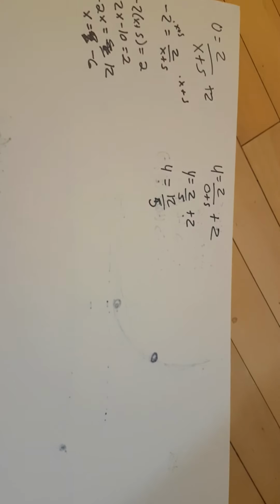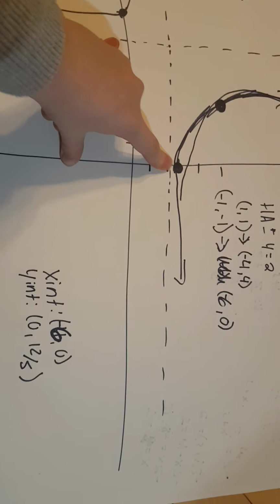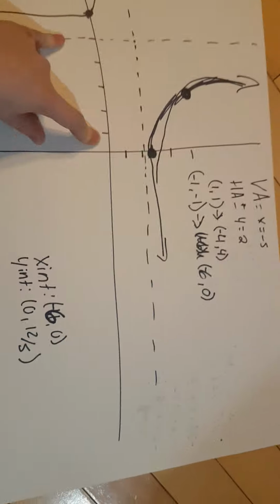So then I did the same thing for the y-intercept. I filled 0 in for x, and I did all the work, and I got 12/5. So you see here, kind of messy because I was using Sharpie and the line got kind of wonky. But there's 12/5. 1, 2, a little bit past 2, 12/5.